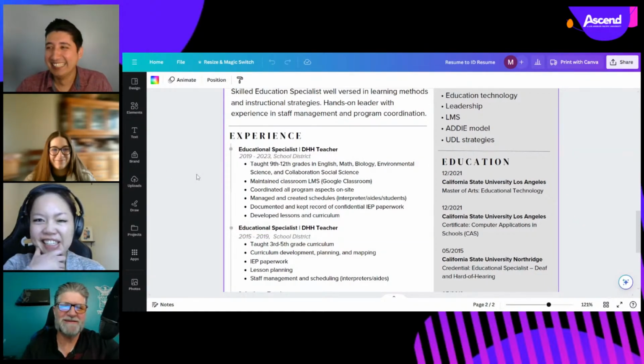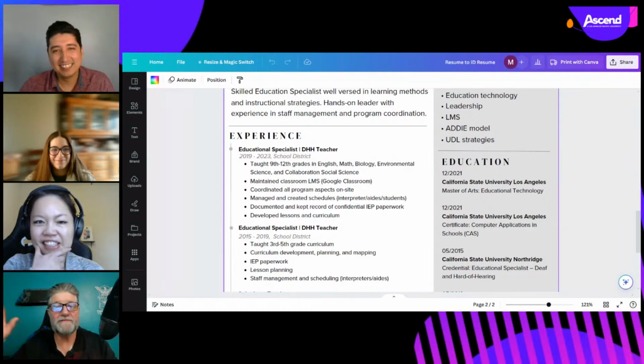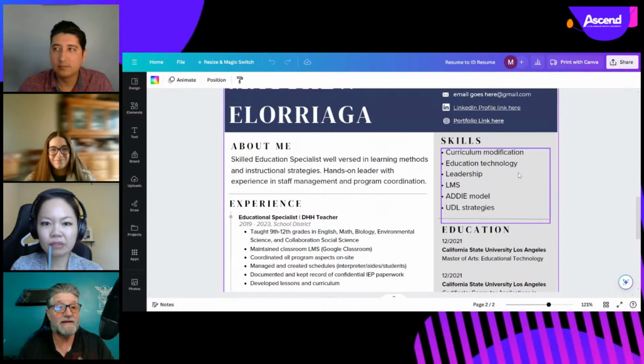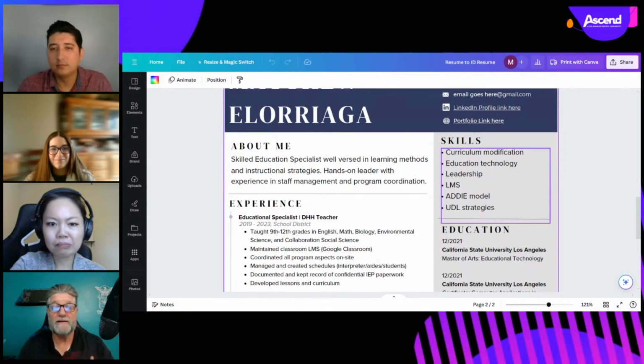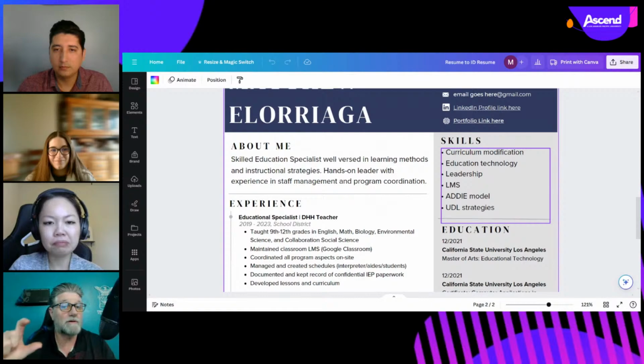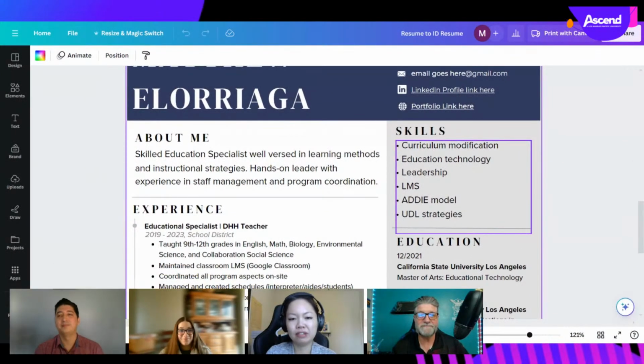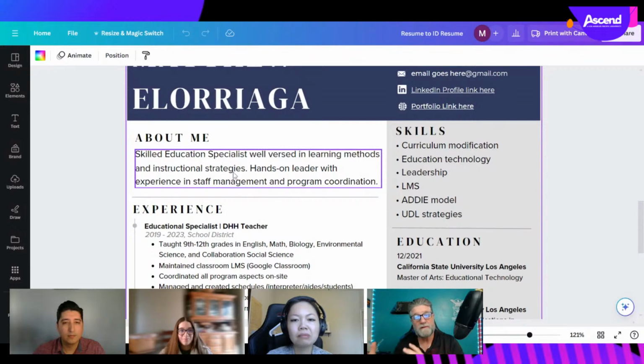One thing that I noticed on the far right under your skills, you have educational technology, leadership, LMS, ADDIE, and UDL, Universal Design. Those are all keywords that will probably be in most instructional design job descriptions, right? Especially UDL. We want to make things more accessible for everyone. So I would pepper some of those keywords within the About Me section where I show what I did with those skills, or put it more in the experience level as well. So they're throughout multiple places.